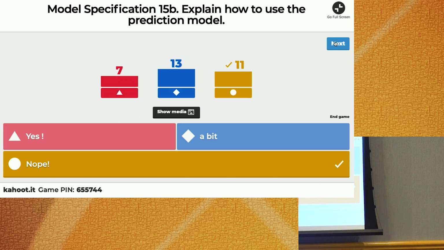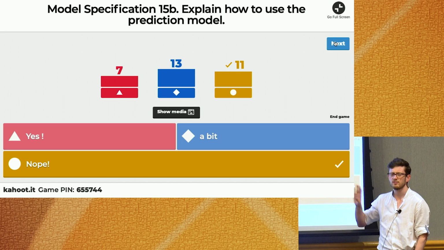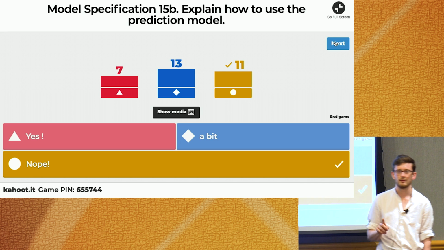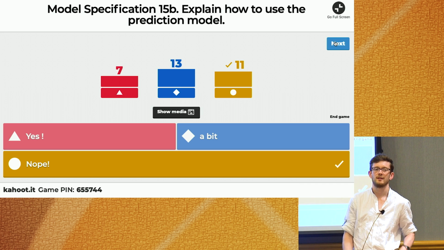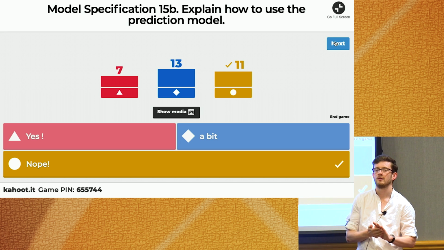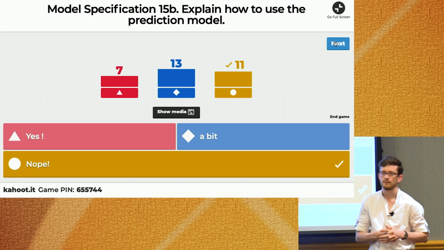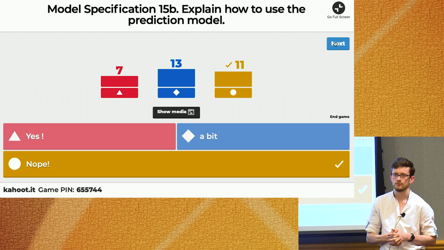Interesting. So someone thought they did this a bit. Who thinks they did this a bit? Yep. I think the paper has some context about how to use the prediction model, because it's a comparison to the other two pre-existing models. So I guess I can call it a little bit.